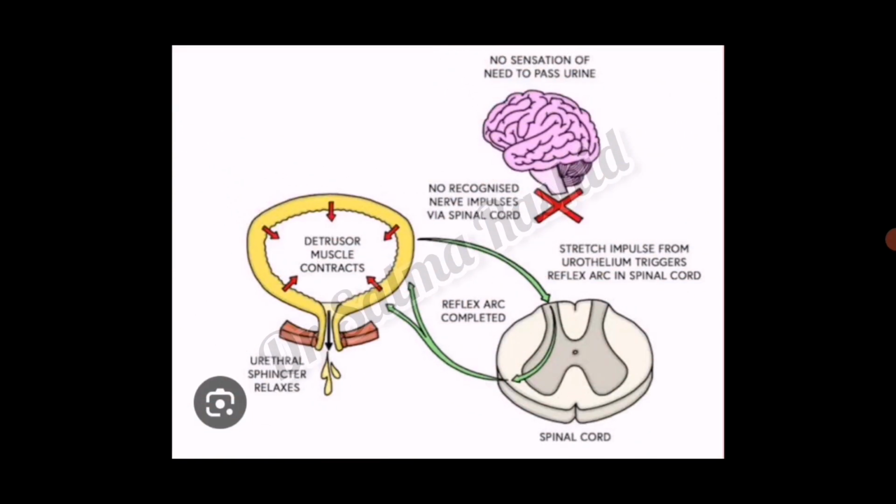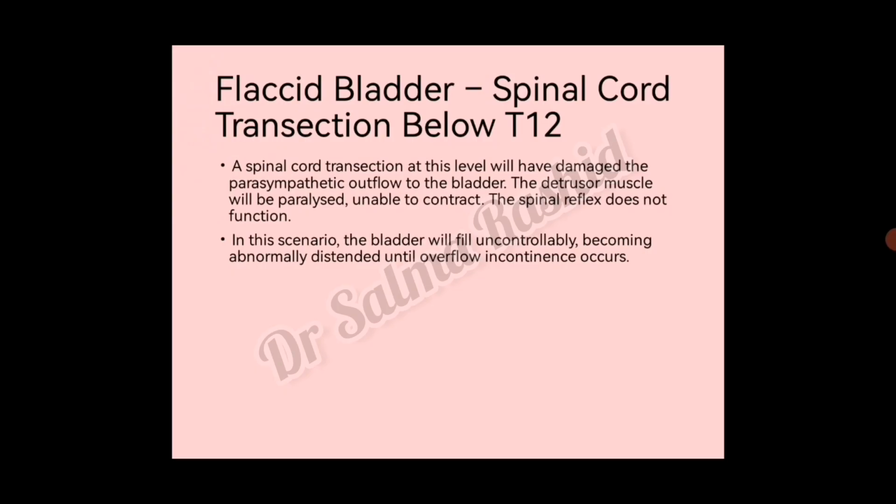So, what happens in reflex bladder when the spinal cord transection occurs above T12? There is no role of the brain. So the external urethral sphincter is always relaxed, and when the urine fills, the stretch receptors signal the spinal cord, and the spinal cord then, by the pelvic nerve, stimulates the detrusor muscles, so micturition occurs.